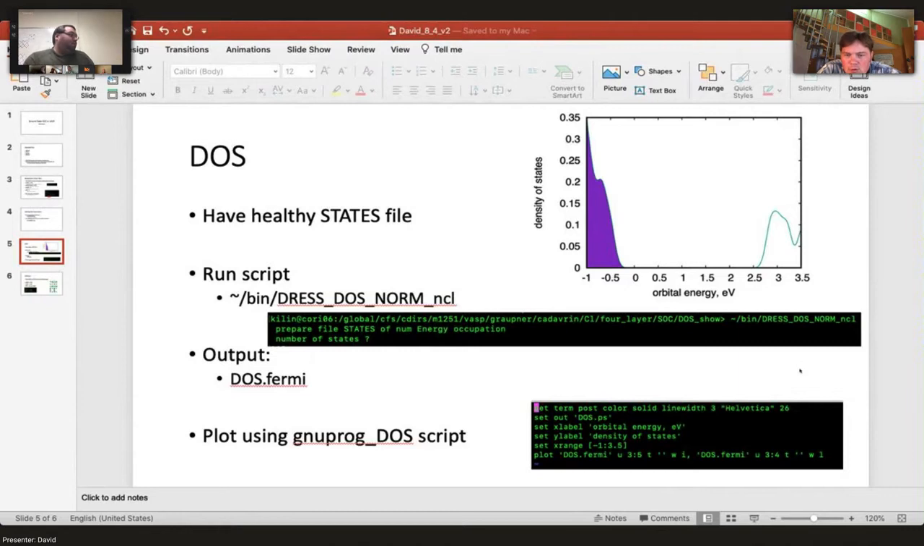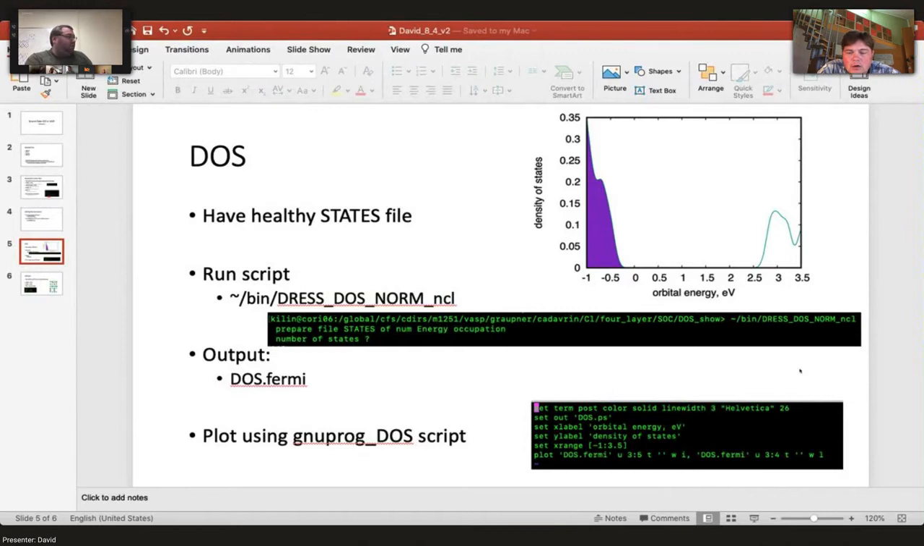Then you need to run the script, the dress dos norm NCL. And that's going to give you your dos.fermi output. You're going to need your number of states, the energy range you're looking at, Fermi energy, number of atoms, number of electrons. So it works like our standard DOS script. And then you use the new plot to actually plot your DOS.